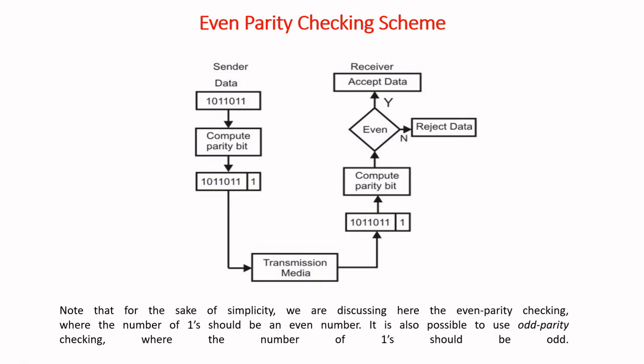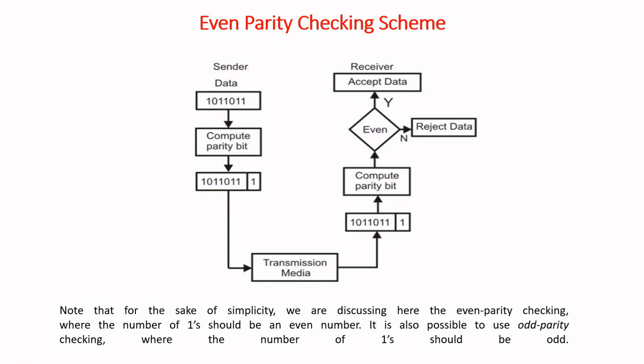At the receiver end, this data is received, and with the help of this data, the parity bit is computed again. If after computing, it gives the result even, then the receiver accepts the data. If it is odd, it rejects the data. So this is the simple logic of the even parity checking scheme.